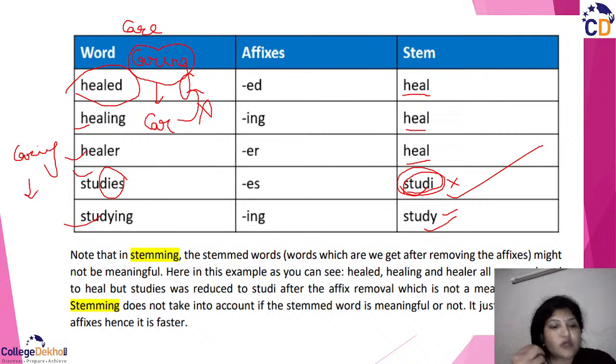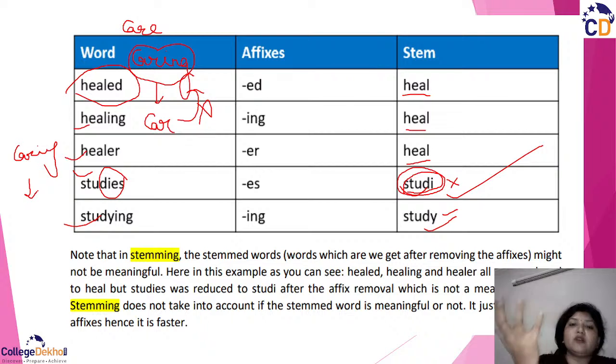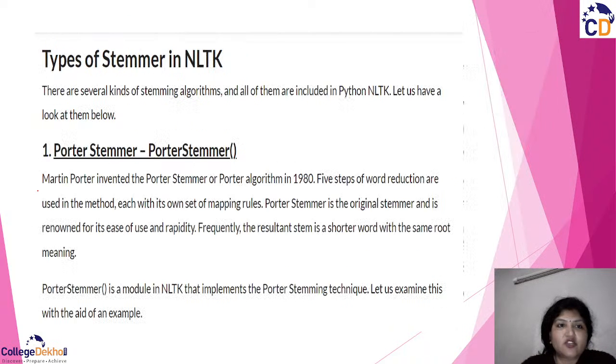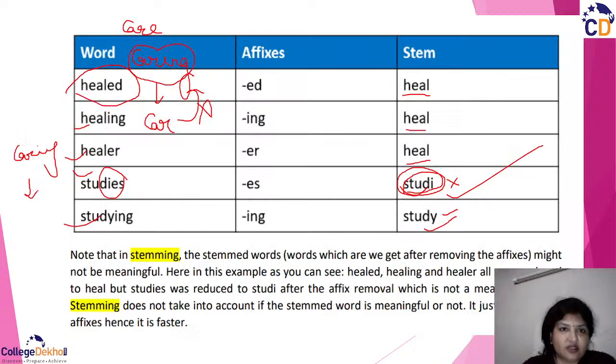So stemming does not take into account whether the stem word is meaningful or not. It does not take that responsibility, whether your complete word, or your raw word, or your base word makes sense or not, right? But you may say it is a faster technique because it is not checking the grammatical rules, whereas in lemmatization you may have to check each and everything, right?